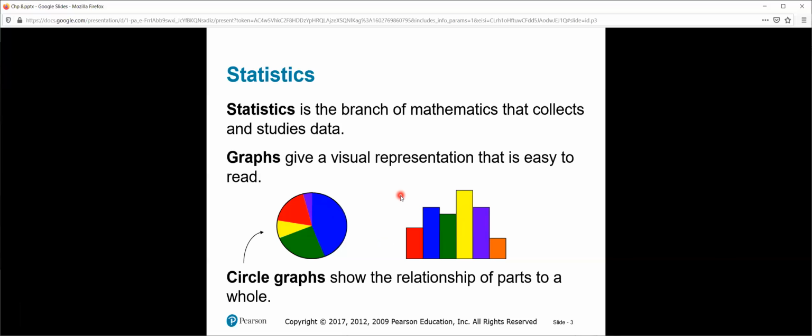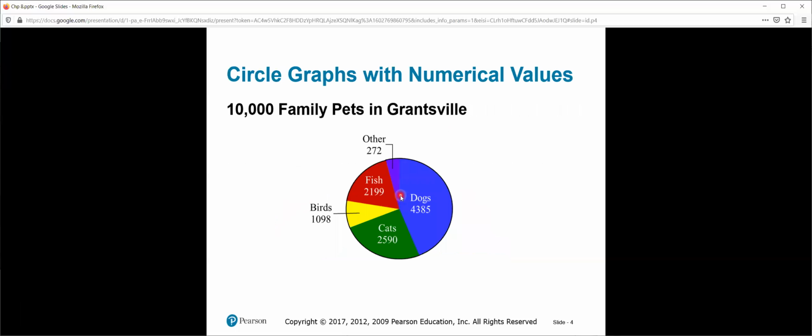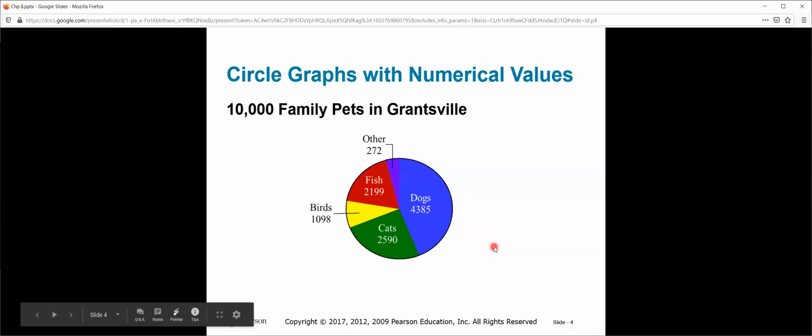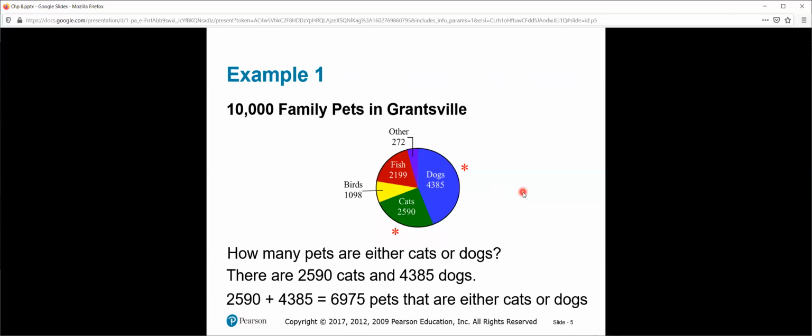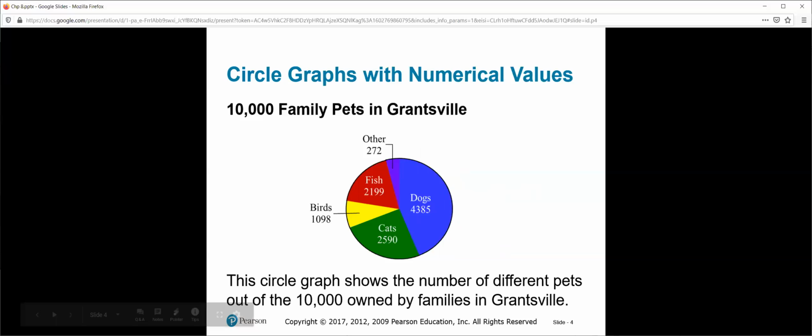Circle graphs show relationships in parts of a whole, such as this here. There are 10,000 family pets in Grantsville. All right. So if this was a list, if this was a stack of numbers here, I don't think the stack of numbers does it, do they? No, they don't. If this was just a stack of numbers, it would kind of suck, right?